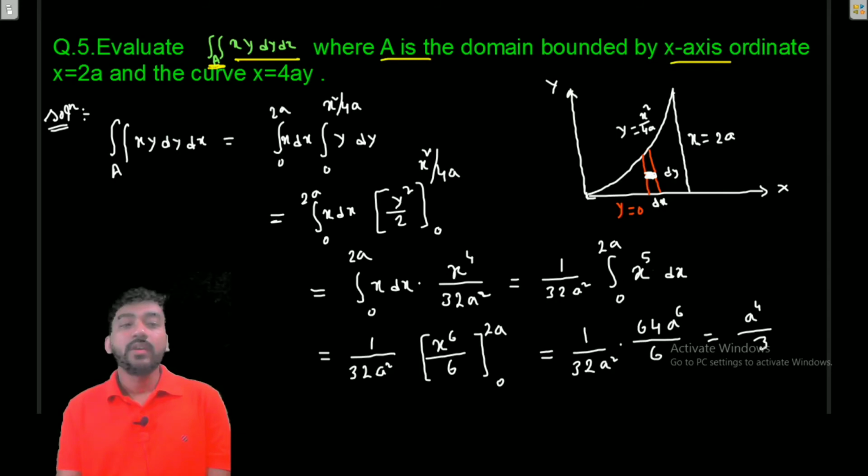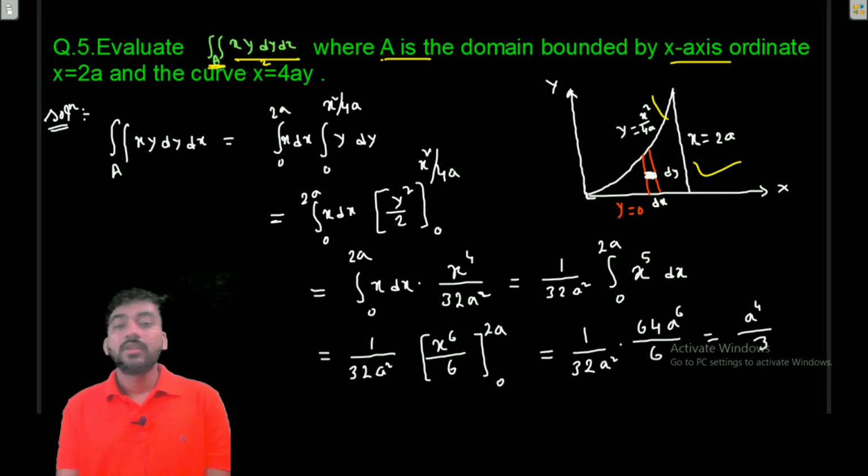ordinate x is equal to 2a, and x is equal to 2a means it's a line parallel to y-axis. This is x is equal to 2a, and the curve x square is equal to 4ay, you know, this is the x square is equal to 4ay curve, or you can say this is y is equal to x square by 4a curve. Okay, so these two lines, one is curve and another is straight line, will make the region A.